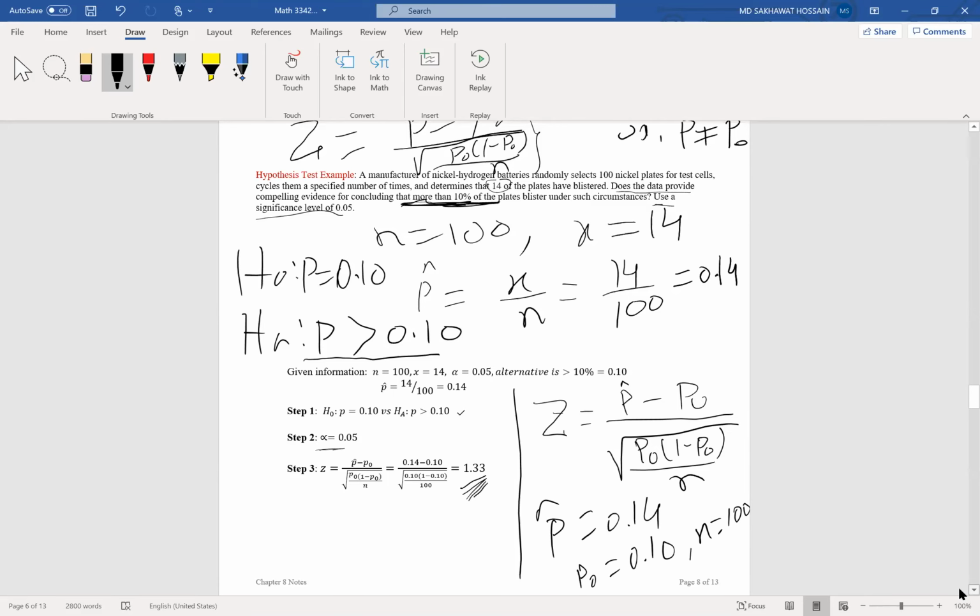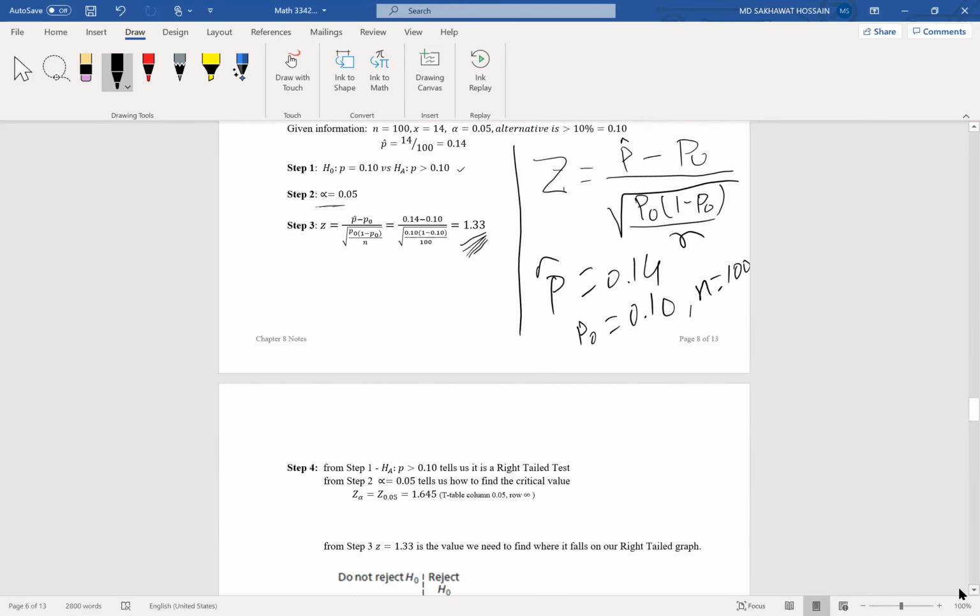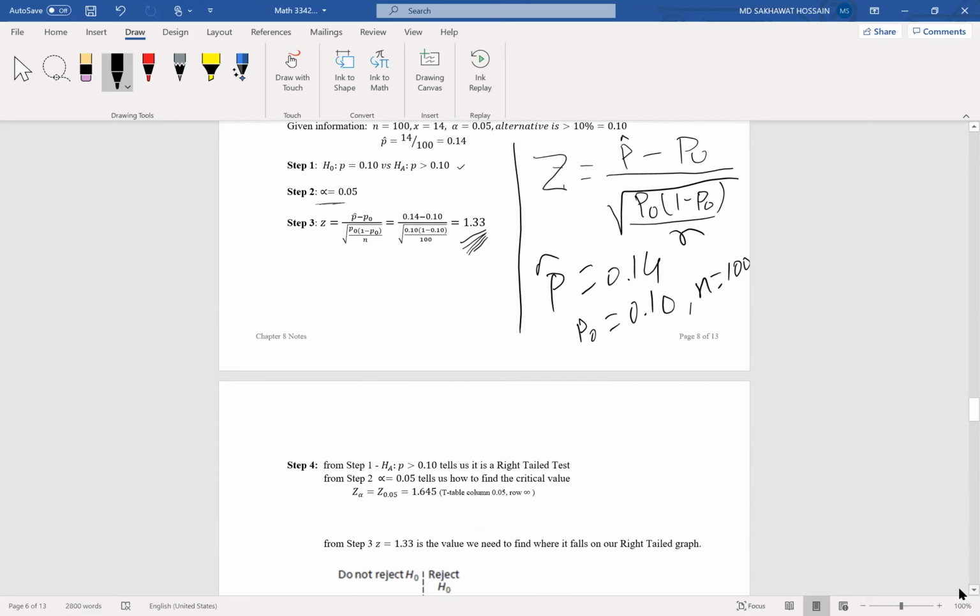Okay, so now we'll find the critical value, based on alpha. Since this is an upper tail test, the critical value will be just Z alpha. That means Z 0.05, which is 1.645. Right. It's an upper tail test because P is greater than 0.10.